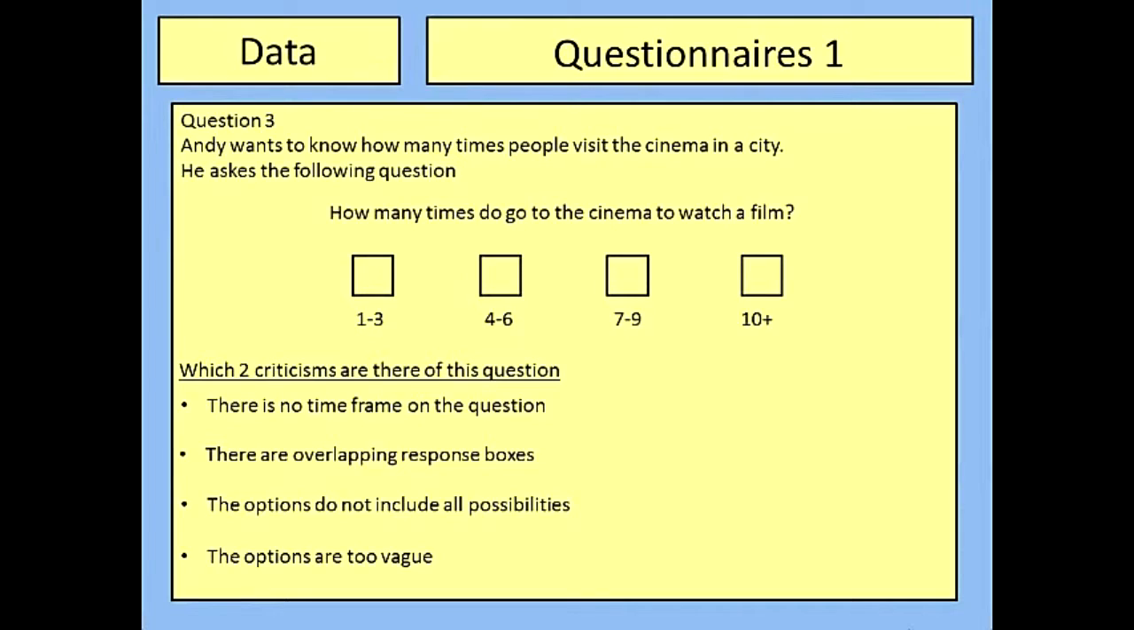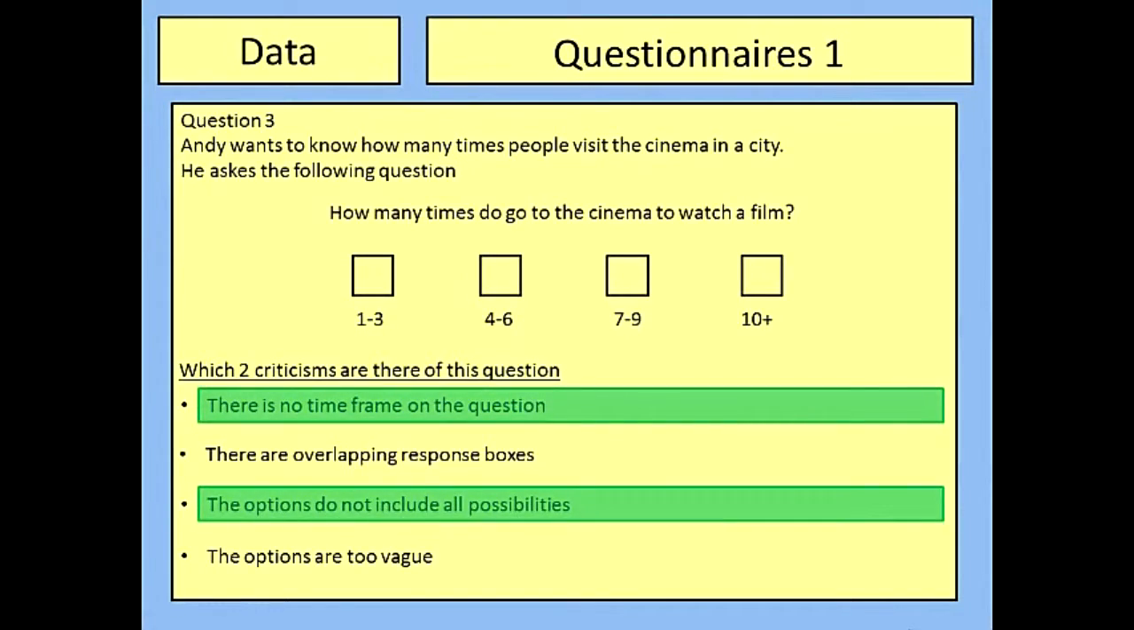Okay, in Andy's question about the number of times people visit the cinema in a particular city, the 2 criticisms which are valid are there is no time frame on the question and the options do not include all possibilities. Again, for a similar reason to what we discussed earlier, although he does include 10 plus, he doesn't include an option for those people who don't go to the cinema to watch a film, so there wouldn't be anywhere for them to tick.